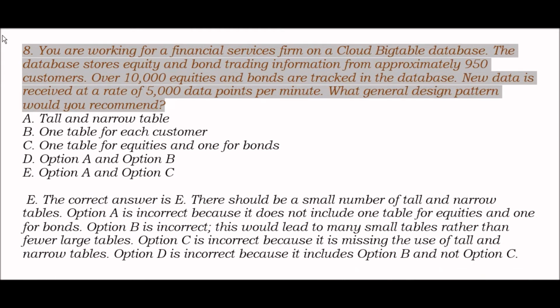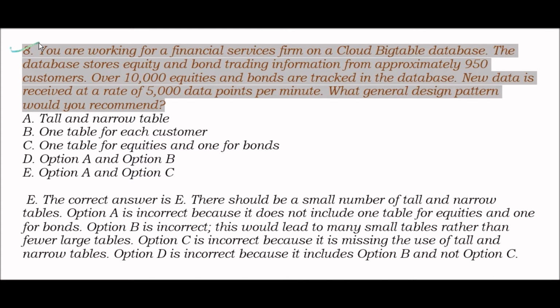Next question. You are working for a financial services firm on a Cloud Bigtable database. The database stores equity and bond trading information from approximately 950 customers. Over 10,000 equities and bonds are tracked in the database. New data is received at a rate of 5,000 data points per minute. What general design patterns would you recommend in this case?